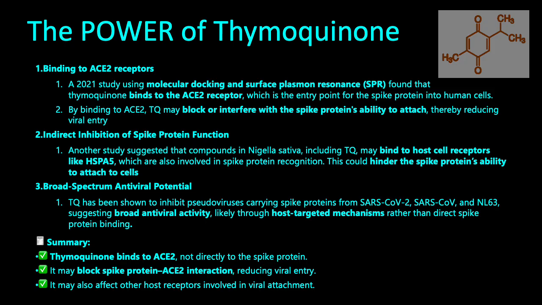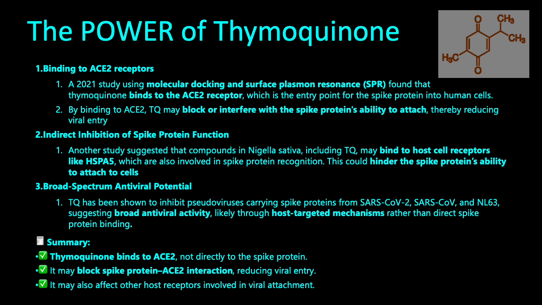The power of thymoquinone. See, the thymoquinone can bind to the ACE2 receptors. Just now we know that the ACE2 receptor is the key to the entry of the virus into the cell. So if the thymoquinone binds to the ACE2 receptor, the key already goes into the lock. Thymoquinone goes into the lock. So no other key can go in. So that is basically how it does.